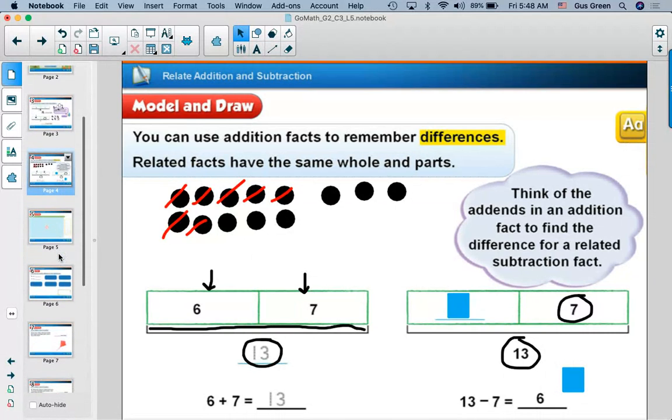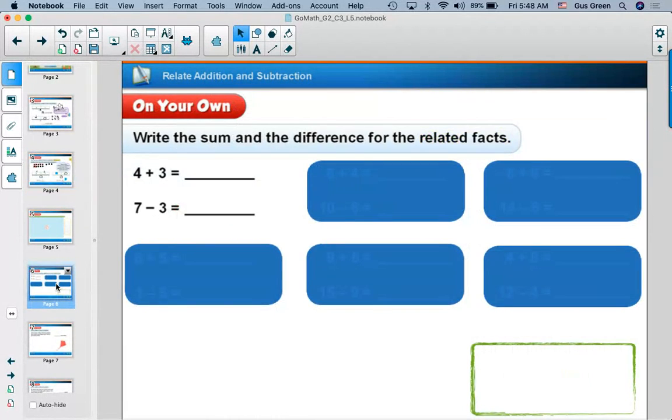All right, just to make sure that we all understand. Part, part, whole. All right, so on this one, we're going to write the sum for the addition fact and the difference for the related facts. All right, so let me get my pen out. Let's do these together.